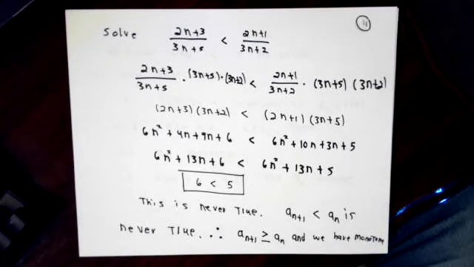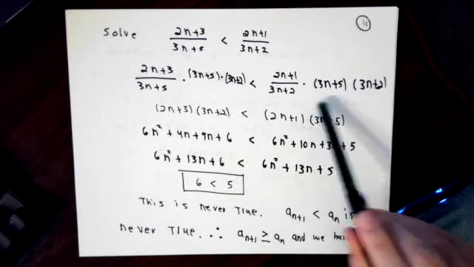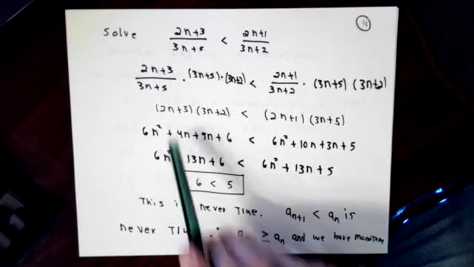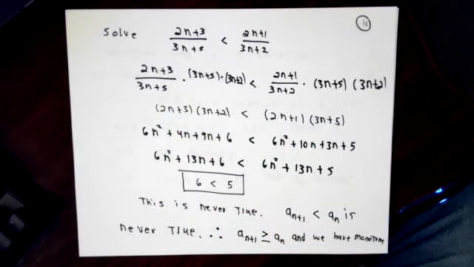The bottoms of the fractions, 3n plus 5 and 3n plus 2, are positive because n is at least 1. So if I take my inequality and multiply both sides by 3n plus 5 times 3n plus 2, I get an inequality that is equivalent to the one I started with. So if you cancel the denominators out, you find out that your original statement is equivalent to 2n plus 3 times 3n plus 2 is less than 2n plus 1 times 3n plus 5.